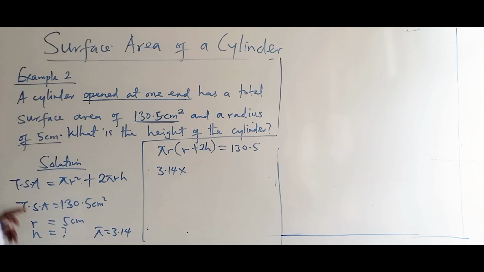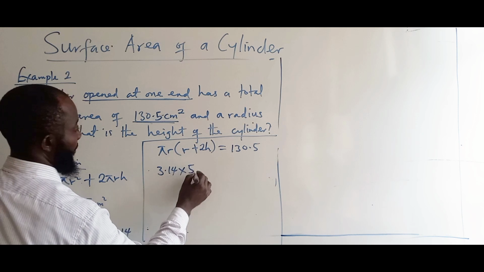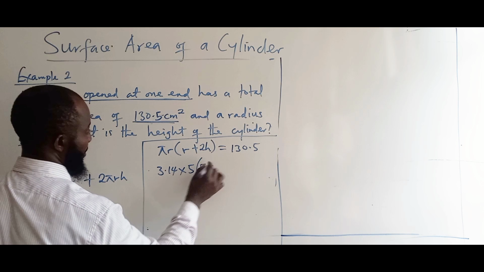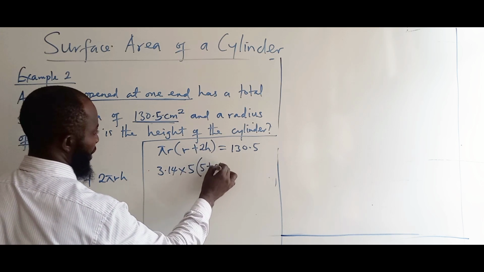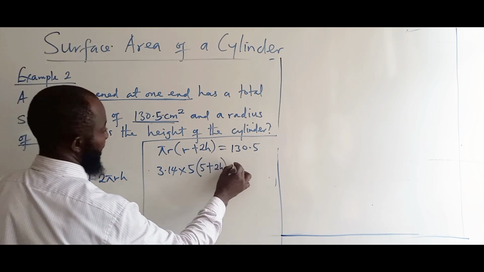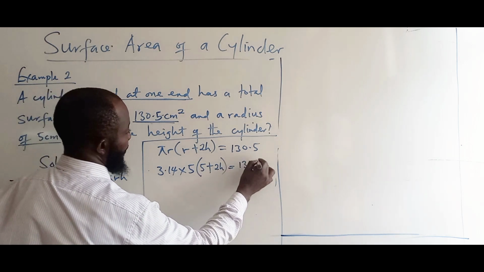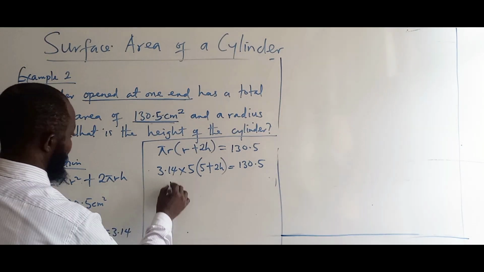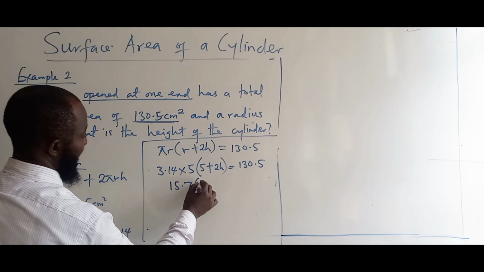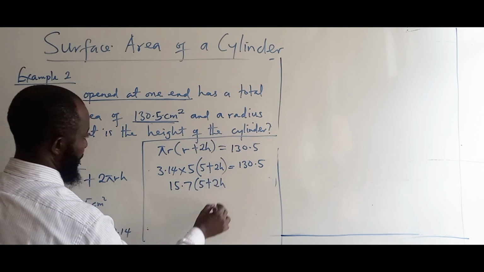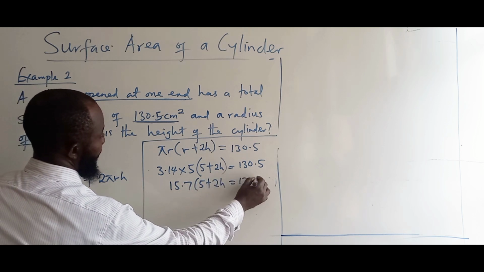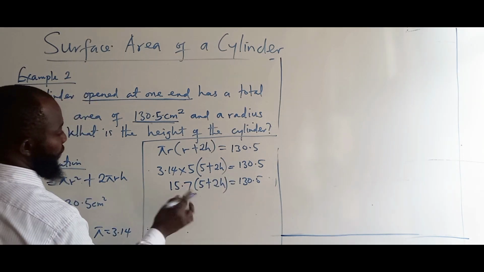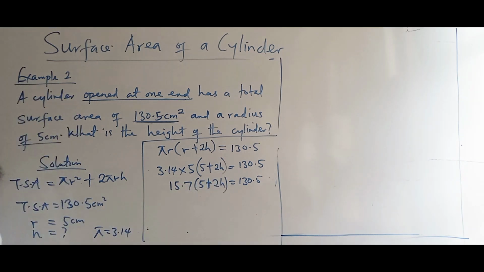So that means this will be 3.14 multiplied by the radius, which is 5, open bracket, radius 5 plus 2h, which I don't know, equals 130.5. Let me multiply this together. 3.14 times 5 gives me 15.7, so 15.7 into bracket 5 plus 2h equals 130.5. Don't forget what we're looking for. It has turned into a linear equation.